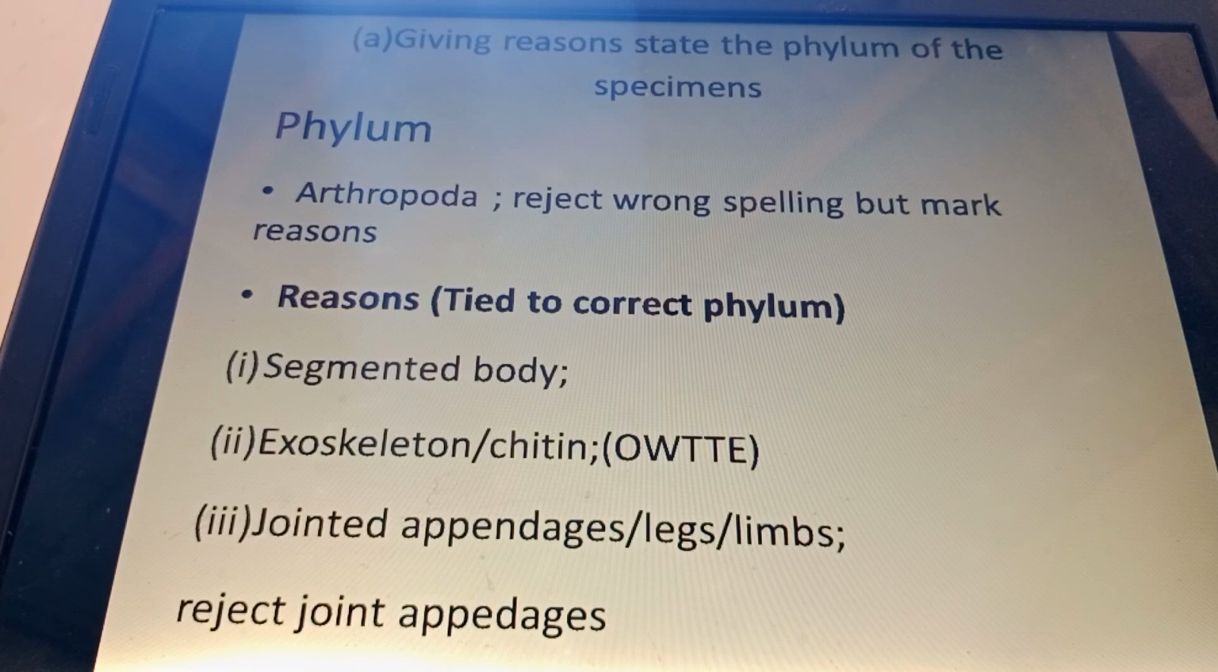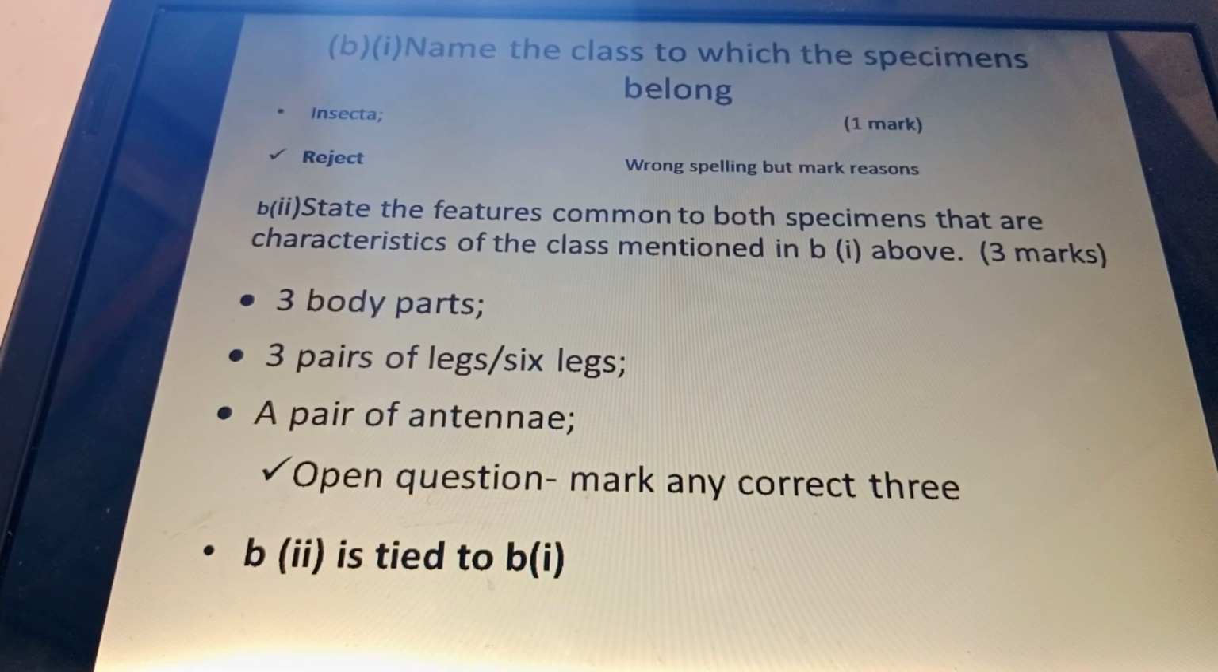Segmented body, exoskeleton, or you can say chitin or ones to that effect. Jointed appendages, or jointed legs or jointed ribs is accepted, but you reject joint appendages if the word is not jointed. If you say joint, you are not going to get it.